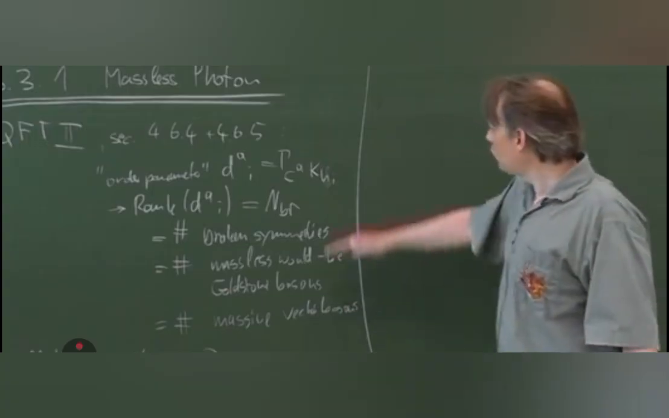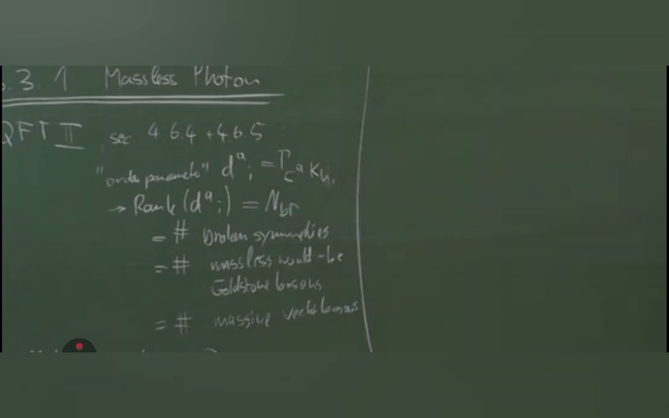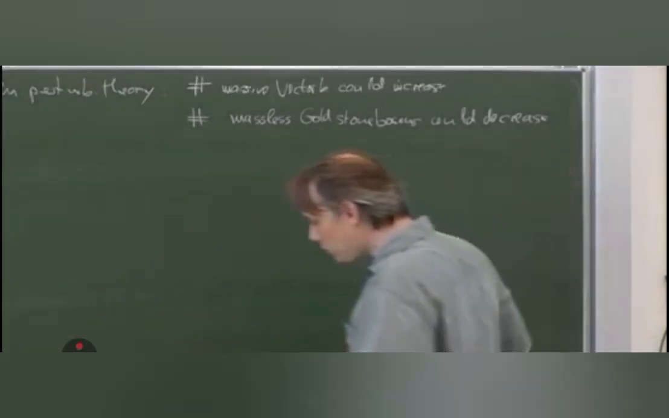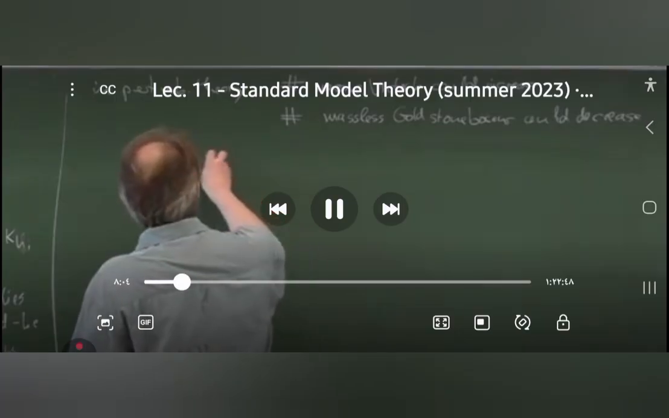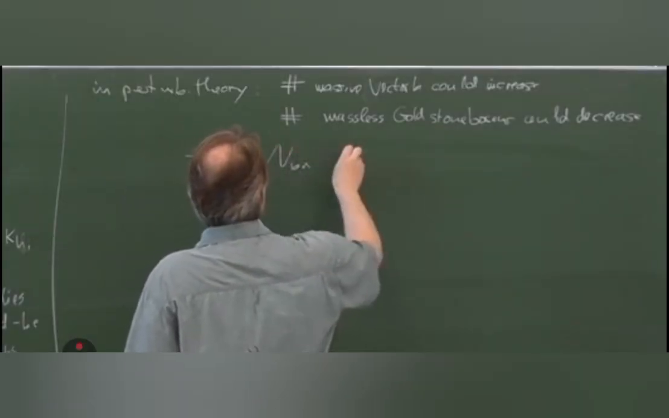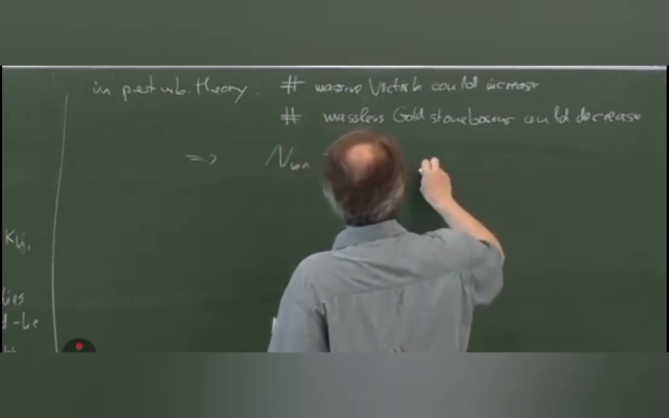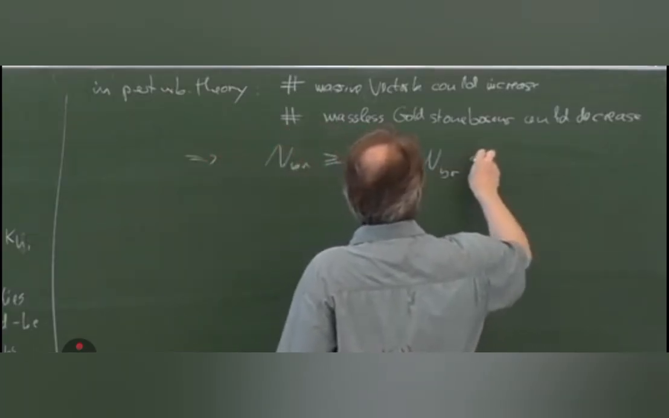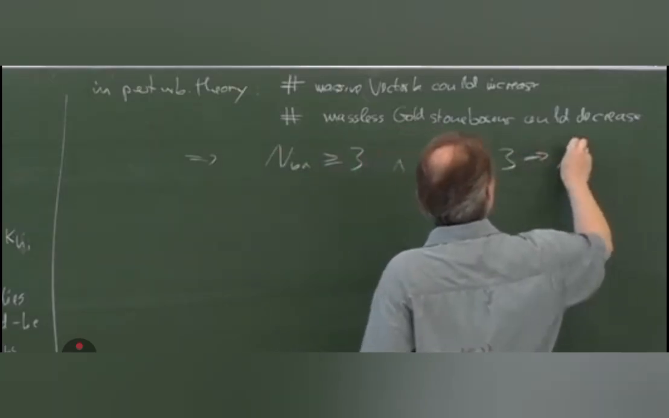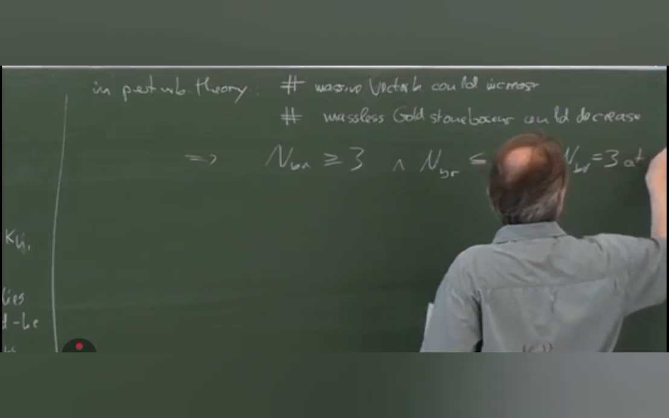So from one argument, it could only become bigger. From the other argument, it could only become smaller. Both arguments at the same time apply. Therefore, it remains 3. So we can say n broken is on the one hand bigger or equal than 3, and n broken is smaller or equal to 3, and therefore n broken is equal to 3 at all orders.